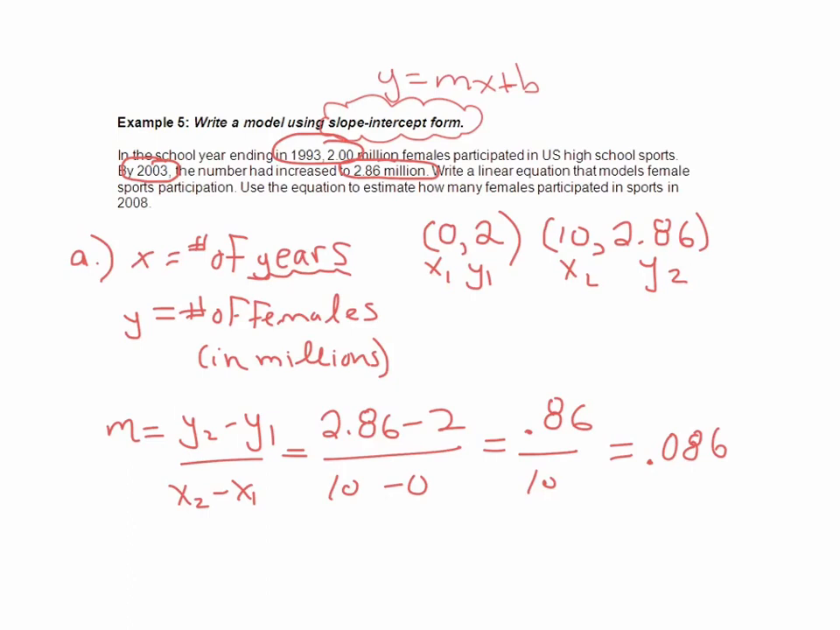It said I have to write it in y equals mx plus b form. So I have my m. My m is just this 0.086. Now I need my b.